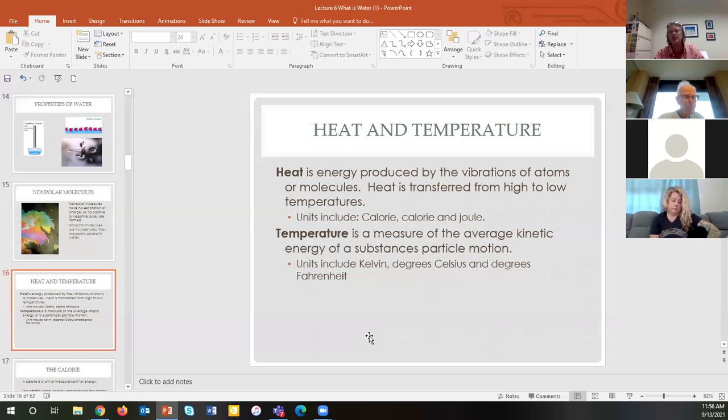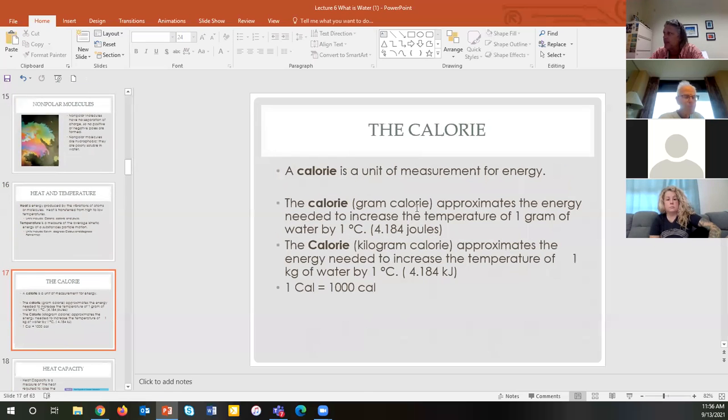So water changes temperature very slowly. It takes a lot of energy to change temperature because of hydrogen bonding. It's hard to get those water molecules to vibrate because they're held in place by those attractions. And water has the high specific heat. So calorie is the measure of the unit of energy.